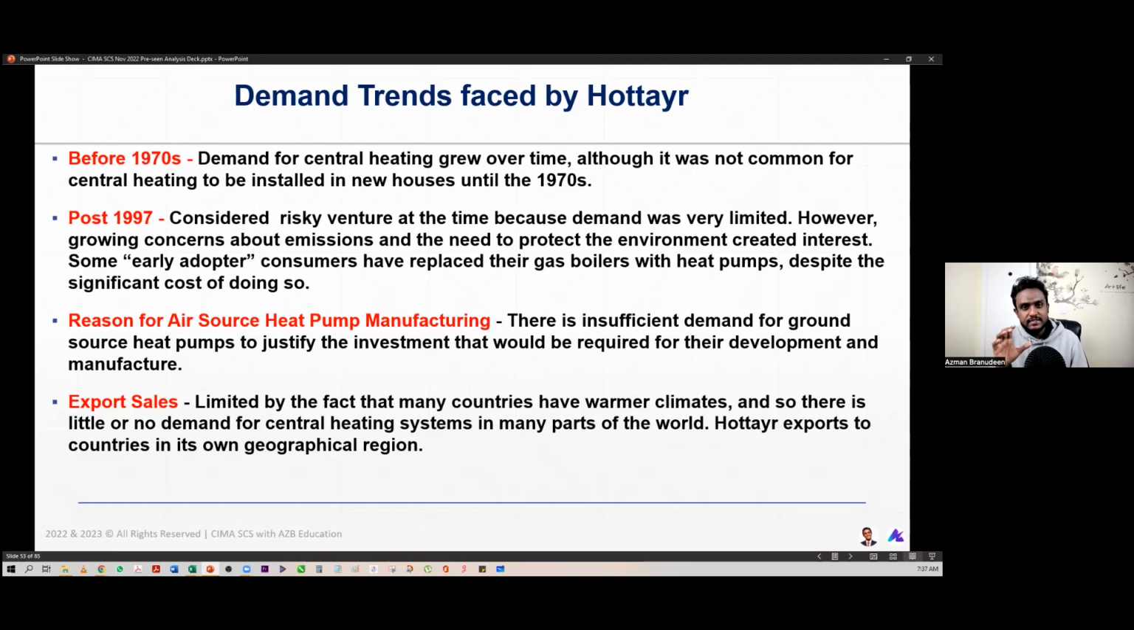Our export sales are limited. Understand this. It's very commonsensical. It's limited by the fact that many countries have warmer climates. So we can only cater to countries that have a temperate climate, that have seasonal variations. They are cold during some part and they are warm during some part. There's like summer and winter. So only to those markets.